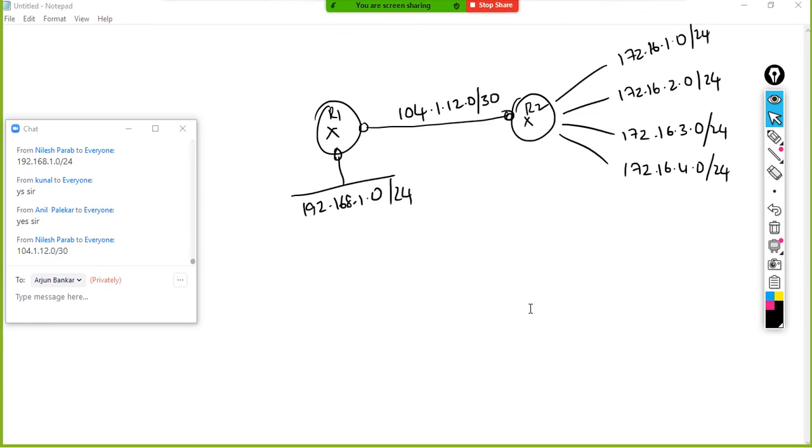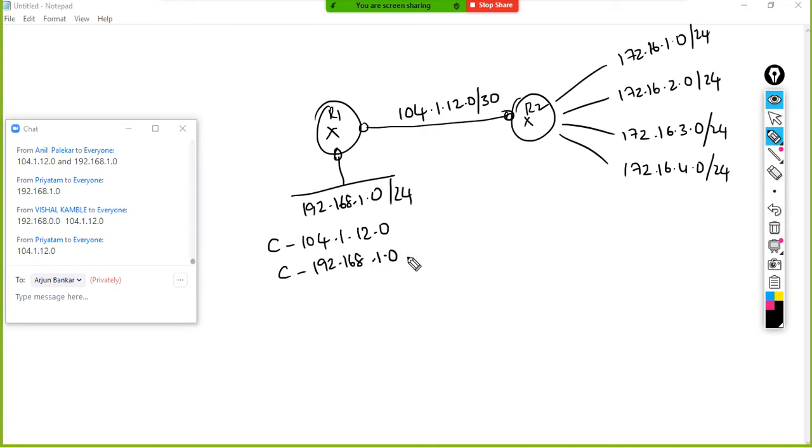Right guys? So now if you see here, what are the connected networks as per router 1? Can anybody explain to me? For example, if I type show IP route, you can see the connected networks. Whenever you type show IP route, you can see the connected networks. So here, as per router 1, what are the connected networks? 104.1.12.0, and the other one is 192.168.1.0. Everybody agree guys? Say yes or no.